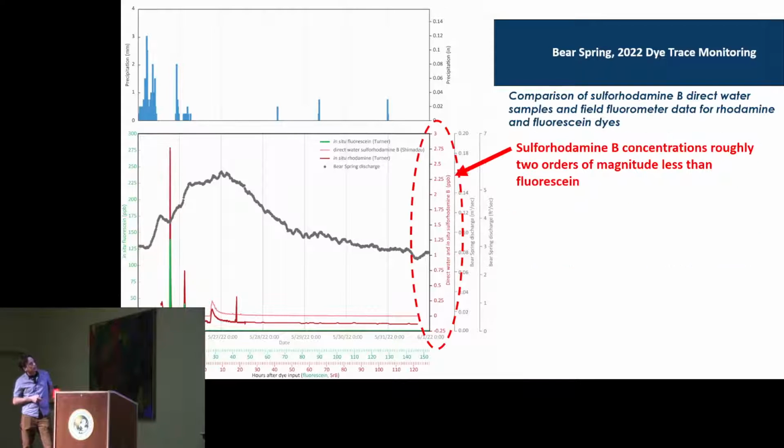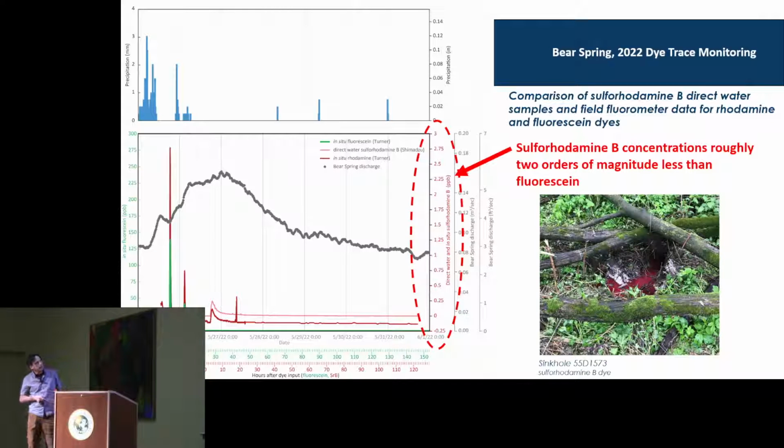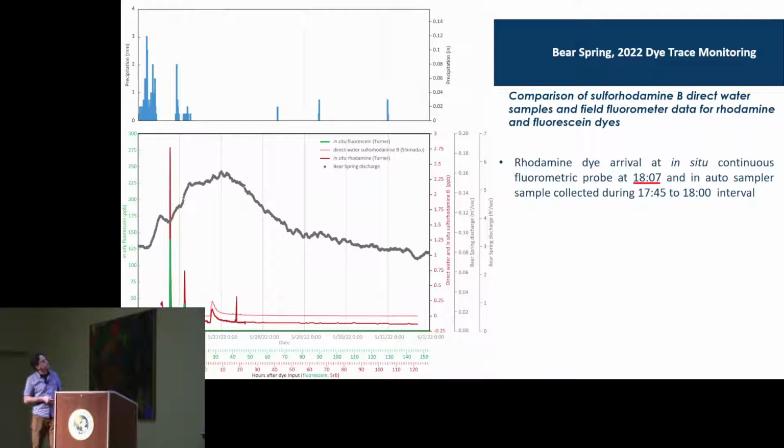Those were the peaks at 8 and 12 hours. Another thing to note is that the sulfur-rhodamine B concentrations are roughly 2 orders of magnitude less than fluorescein. So fluorescein is roughly about 10 times more fluorescent than sulfur-rhodamine B. But sulfur-rhodamine B is more likely to adhere to soil particles. And the location where we poured the dye had a nice open throat when we first started, but then the walls sloughed in and plugged. So we feel like we probably lost some of our dye to soils within the sinkhole itself.